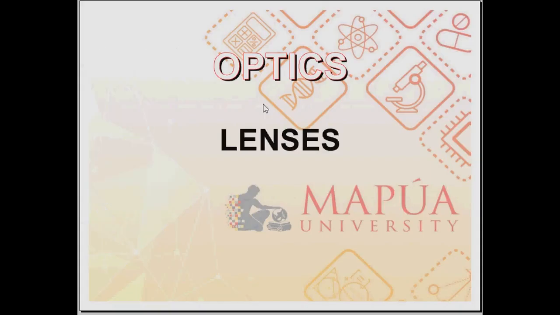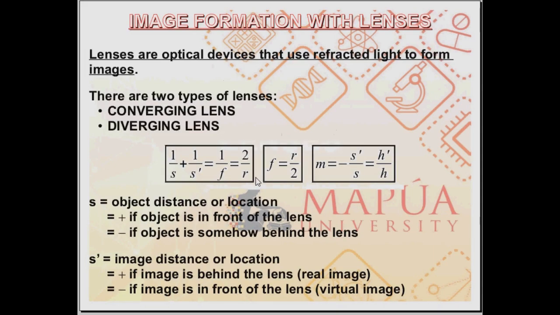So, continuing on with our discussion on the topic of optics, let's now take a look at image formation using lenses. In the previous video, we looked at image formation using mirrors. Let's now take a look at image formation using lenses. Lenses are optical devices that use refracted light to form images, as opposed to mirrors, which use reflected light to form images. So with lenses, refraction is what is used to form the images.